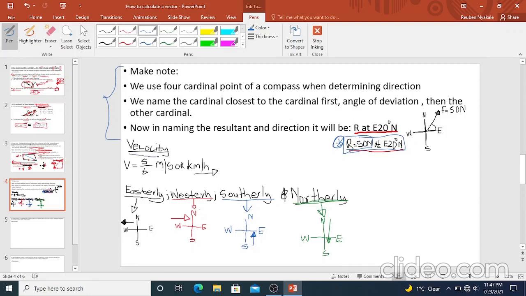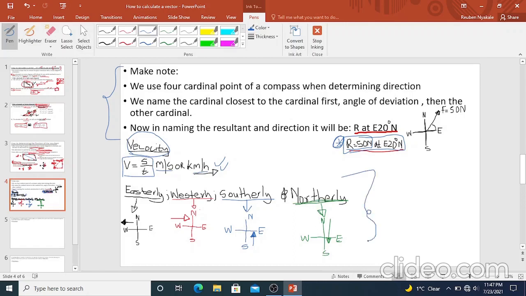How do we then calculate the velocity? I was supposed to have emphasized this when we were dealing with the definitions in the PDF of definitions that I've sent. This is the formula we will use to determine velocity: V equals displacement divided by time. For the SI unit, you can work with either meters per second or kilometers per hour.